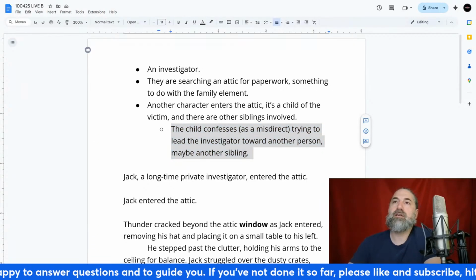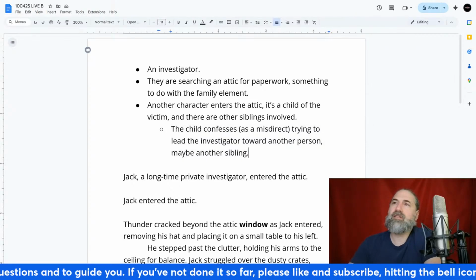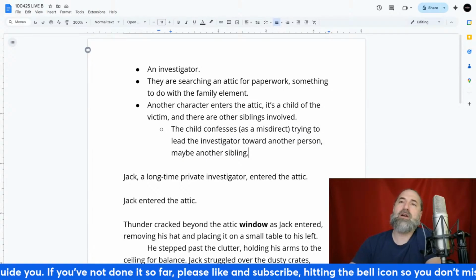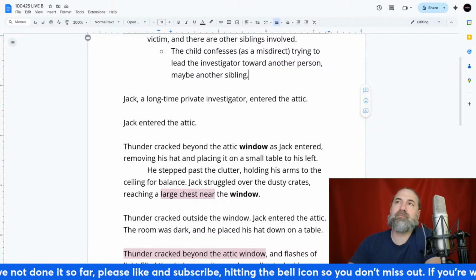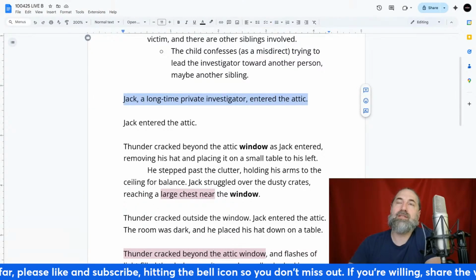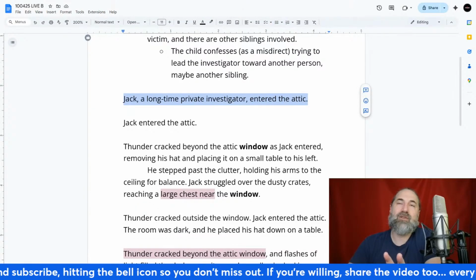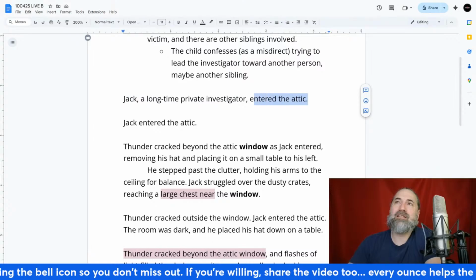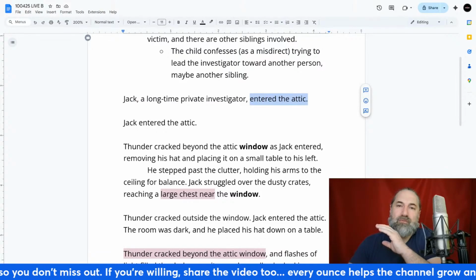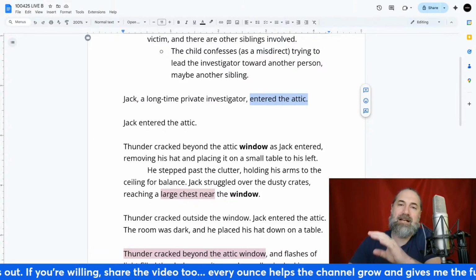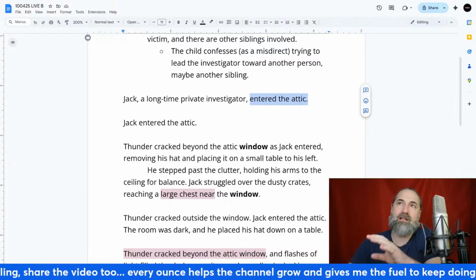All right, so to summarize, because we're 53 minutes in, the way I did it, fast pace, well, this is slow pace, and the reason is Jack entered the attic, which is the most prevalent information and context that is needed to know what's going on.